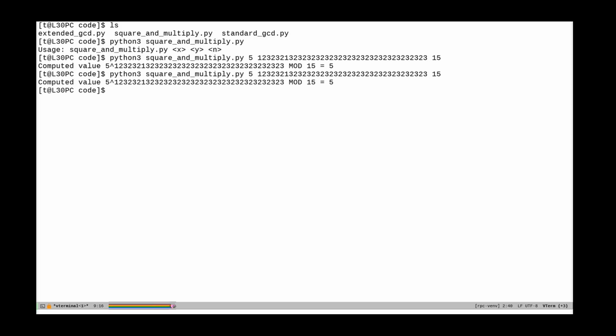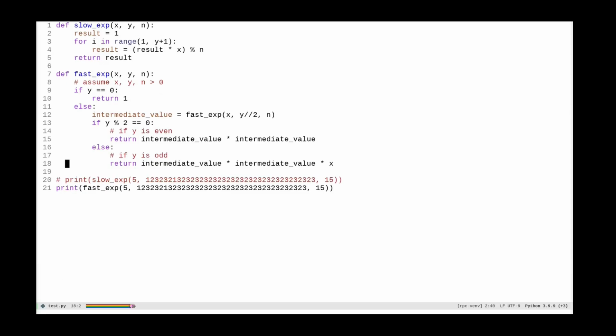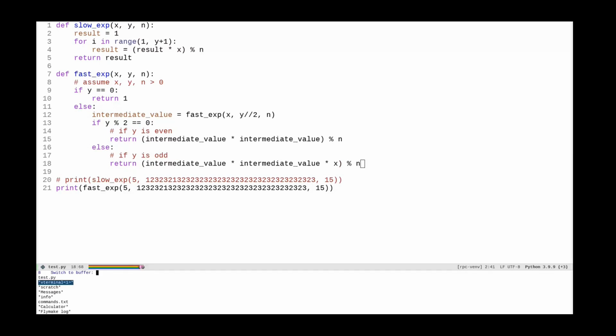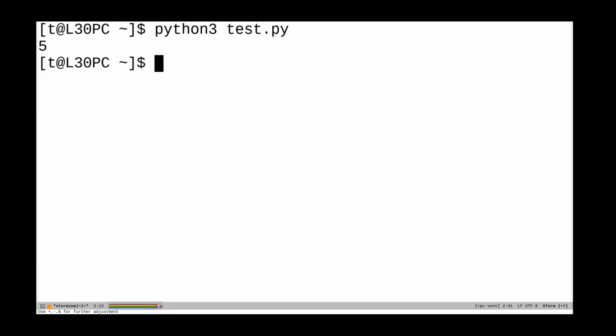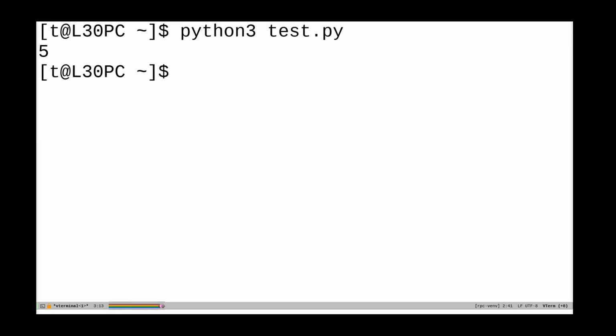Now, this other one that we implemented today was not working. If I run test.py, it's not working because in this implementation, of course, I forgot to reduce with the modulo. So there's no modulo reduction. Here, every time we do this, we have to do modulo n. We have to reduce everything modulo n. So if we reduce this modulo n, even this should work now. And it is 5. And it's pretty fast.